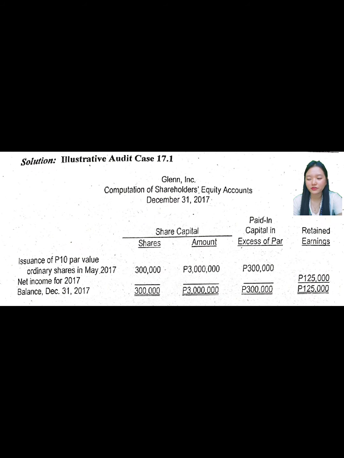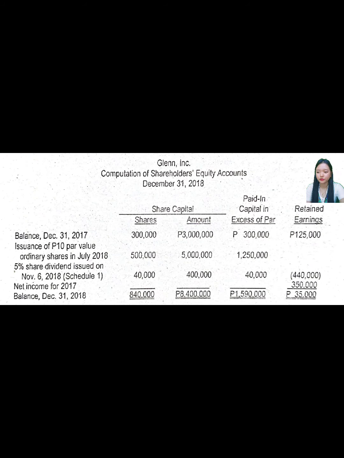So our balance for December 31, 2017, our shares is a total of 300,000 and our share capital amount is 3,000,000 pesos and paid in capital in excess of par 300,000 pesos, and our retained earnings, which is a total of 125,000 pesos.